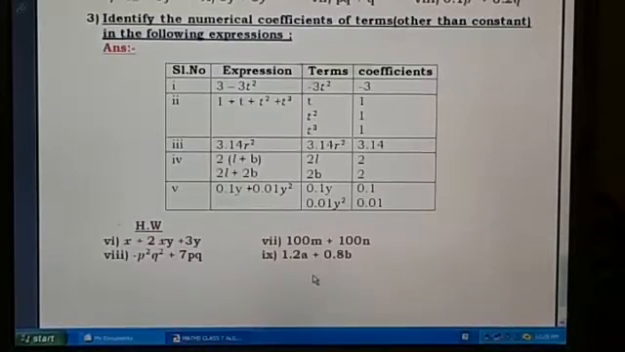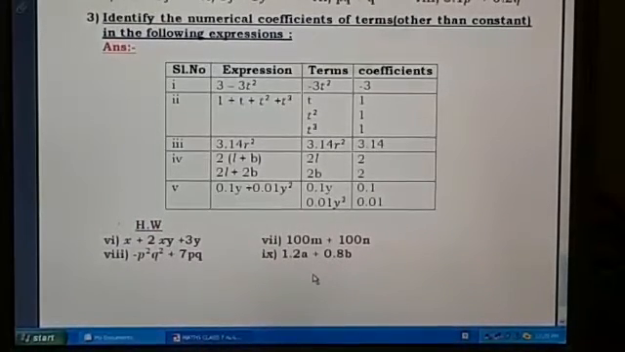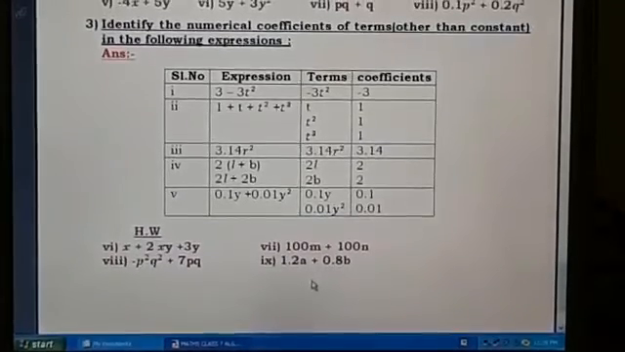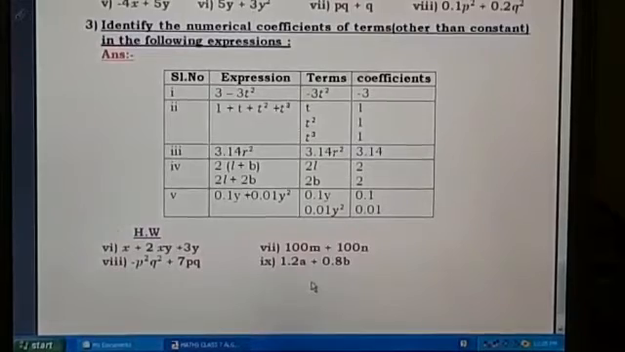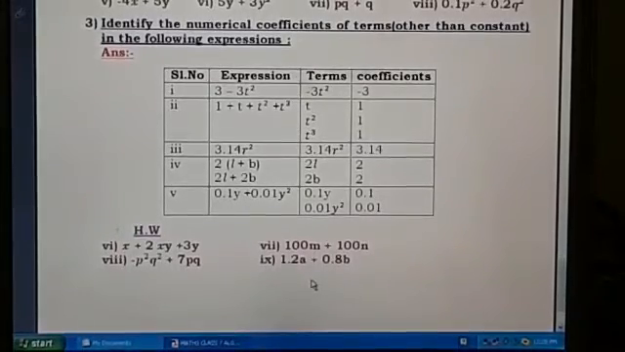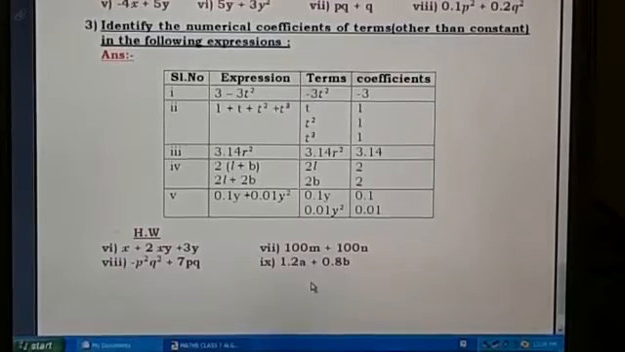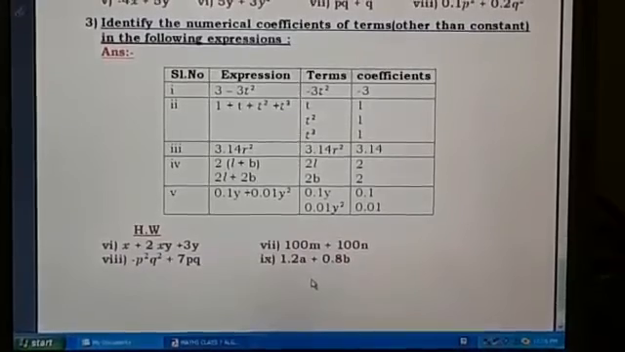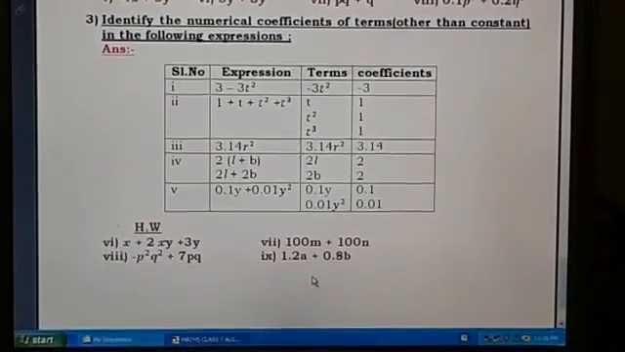Here terms we have to write. See the heading, other than constant. So here 3 is a constant. Constant means only a number. So that we should not consider. With the variable terms only we have to consider. Here, with the variable means alphabets, letters, that only we have to consider. So minus 3t squared we have to consider to write the coefficient of terms. So minus 3t squared is a term, and the t squared coefficient is minus 3.